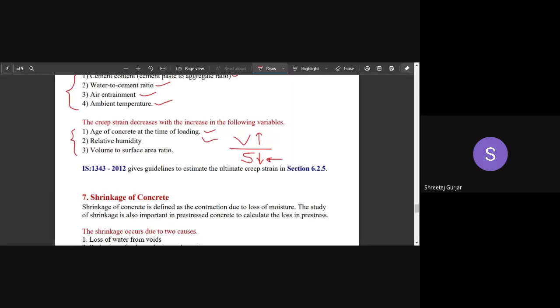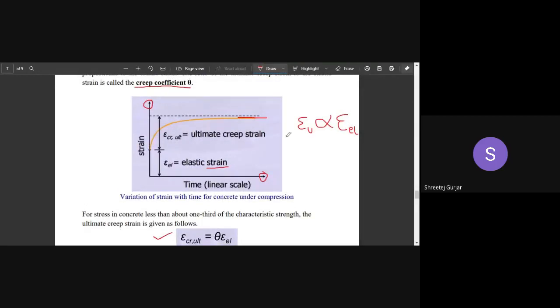Coming to IS 1343:2012, this is the code for pre-stressed concrete. This code gives guidelines to estimate the ultimate creep strain in section 6.2.5. If you go through this section 6.2.5, you will find the guidelines to estimate the ultimate creep strain in concrete. This is regarding the creep of concrete.